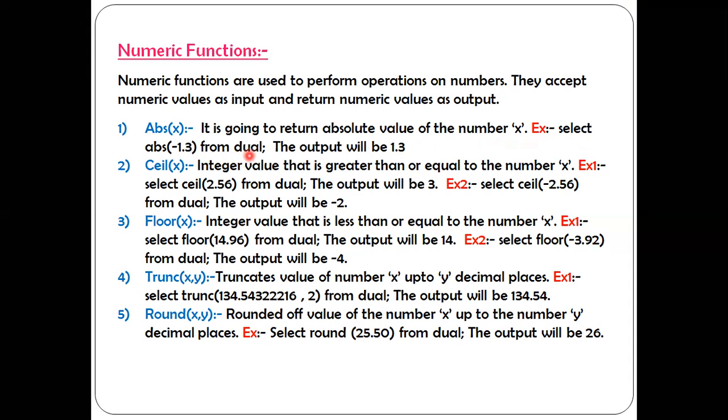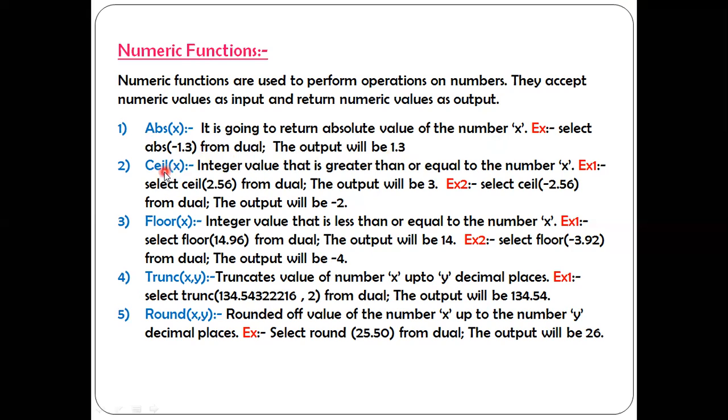So dual is a dummy table which has a single row and a single column. It is a ready-made table available in the structured query language, consisting of a single row and a single column. The function ABS is going to return the absolute value of the number x. Example: select abs of minus 1.3 from dual. The output will be 1.3. It is going to return a positive value.